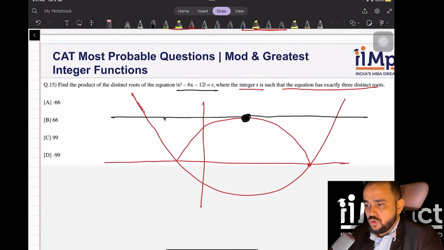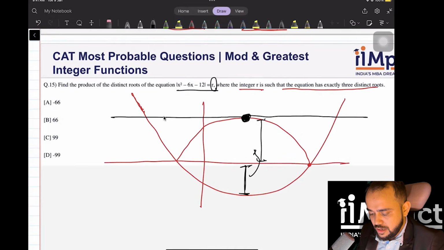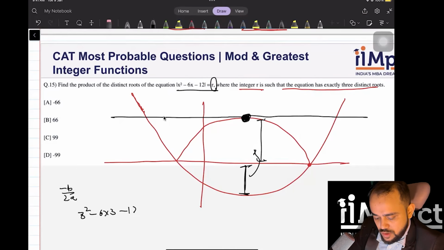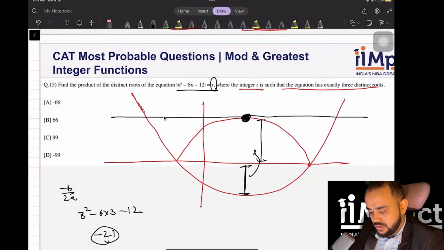All right. So all I need to do is find what this value of r is going to be, and that is simple. If I find what the minimum value of the function is, I can just invert it and find the value of r. So the minimum value of the function will be at minus b by 2a, half of the sum of the roots. So that is going to be 6 by 2 into 1, that is 3. So the minimum value will be 3 square minus 6 into 3 minus 12. So 9 minus 30 or minus 21. So this is minus 21 or this is 21.